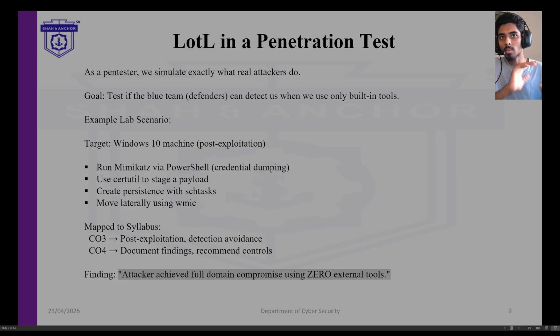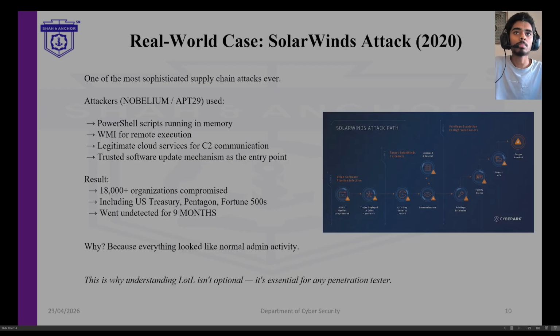And when we write the final report, the finding looks something like this. Attacker achieved full domain compromise using zero external tools, going undetected throughout the engagement. This is an extremely powerful finding. It directly tells the client that their signature based defenses are insufficient, which maps perfectly into CO3 and CO4 of our syllabus.